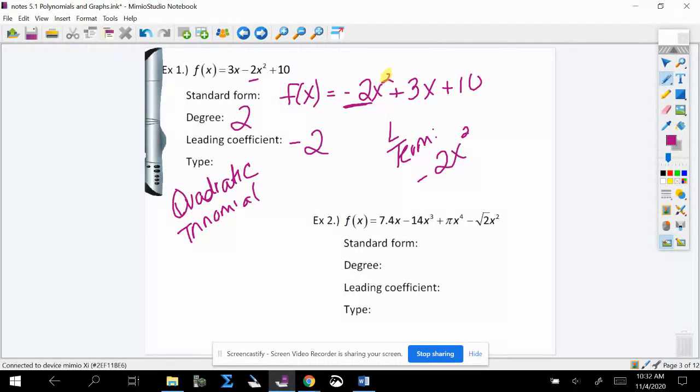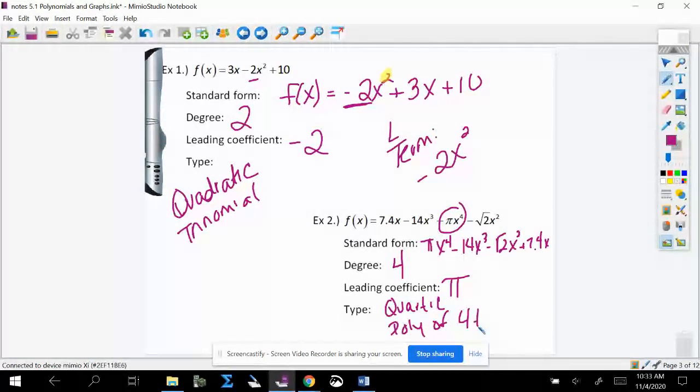Next one, going to standard form, the highest exponent is the 4th, so we're going to have pi x to the 4th come first. And then we have an x to the 3rd, so we're going to do minus 14x to the third. And then we have a minus root 2x squared, and then plus 7.4x. So going in order from the highest exponent of x down to the lowest. There is no constant term on this one. This one is degree 4 because the highest exponent is 4. The leading coefficient is pi. If it would have asked for leading term, it would be the whole pi x to the 4th. The type, since it's a degree 4, we would call it a quartic. And since it has 4 terms, we would call it a polynomial of 4 terms.